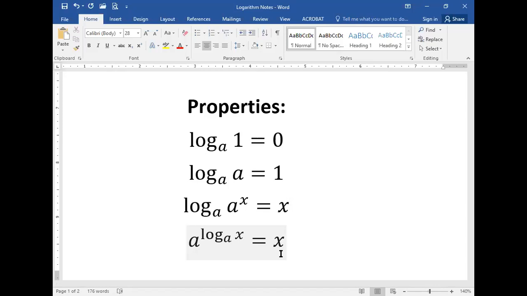They are inverses, yes? What do they do to each other? Inverse means they undo each other, just the same way that squaring and square rooting undo each other, the same way that adding and subtracting undo each other. So this is exponential base a. This is logarithm base a. They poof, undo each other. X.